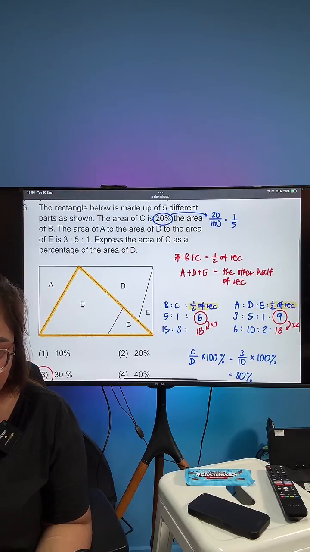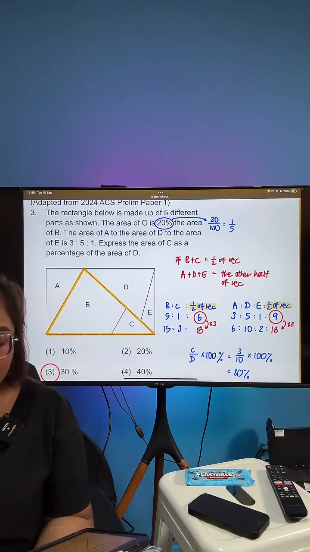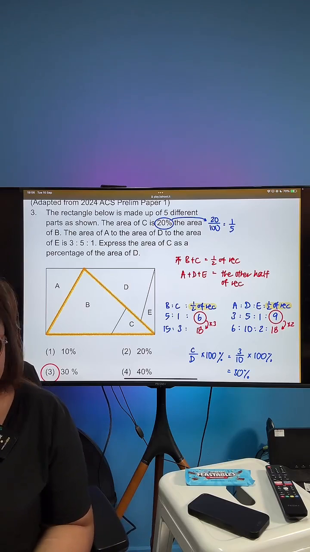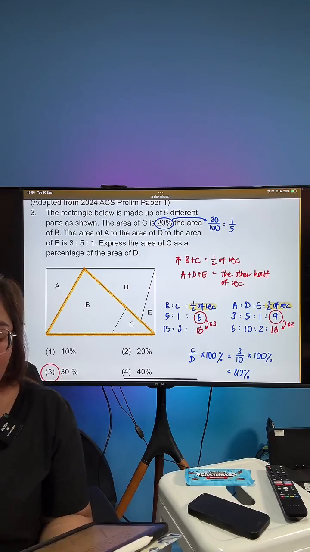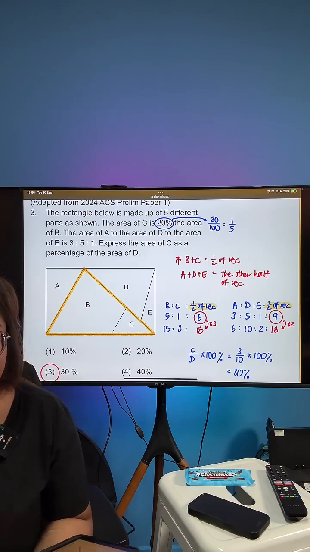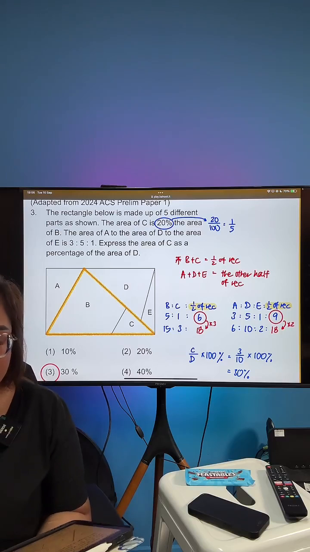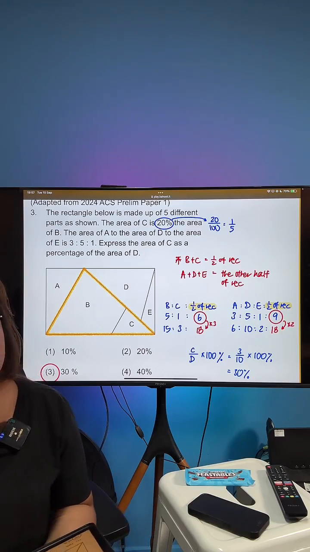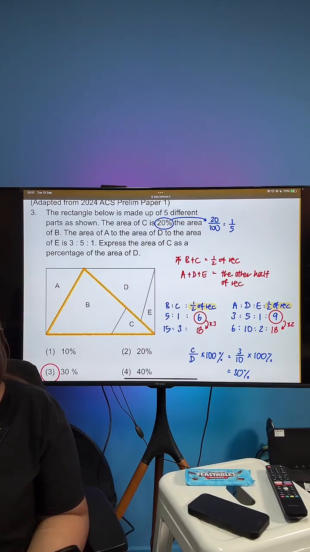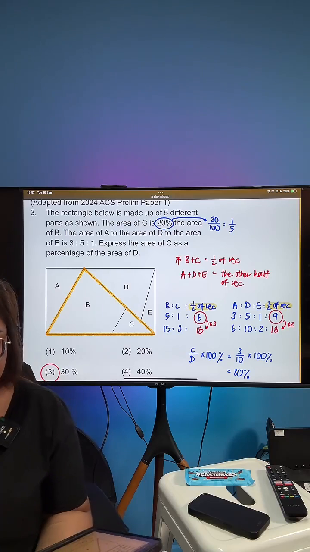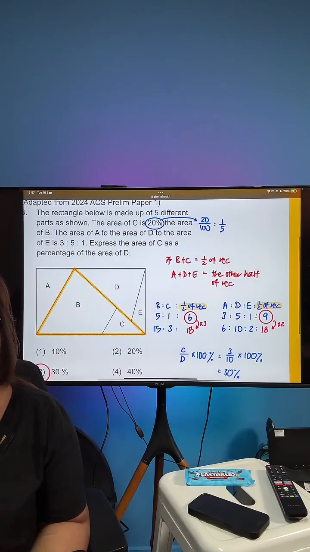So what we want to do is to fill in our ratios and make the totals for both groups the same, because it's half of the figure, okay? So if C is 20%, which means 1/5 of B, B will get 5 units, C will get 1 unit, then half of the rectangle is 6 units. Similarly, A, D, E, 3:5:1, total 9. We make them into 18 units, okay? Because we want to make half of the rectangles the same.